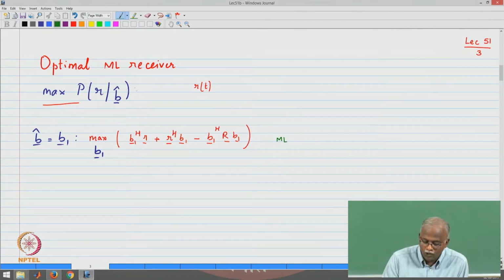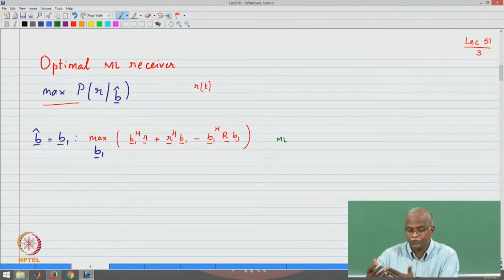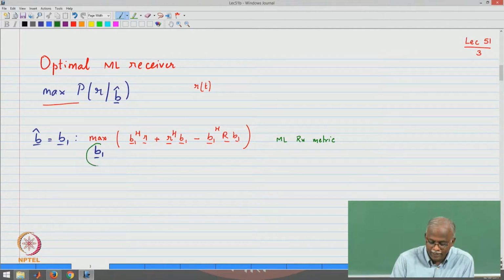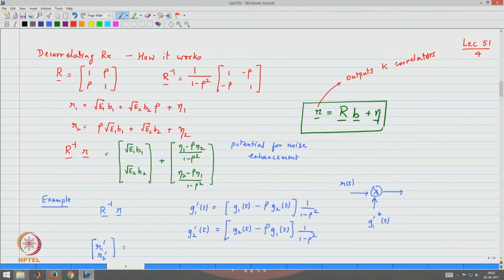Okay, so this is the expression. We have to try all combinations of the vector b. So therefore, the number of combinations would grow exponentially as the size of the vector grows or as the size of the constellation grows. So this is the maximum likelihood receiver metric, and we would optimize it over all possible b's and choose the one that gives us the best solution. So this was the optimal receiver or the maximum likelihood receiver. Now on the other hand, the decorrelating receiver was formulated differently.